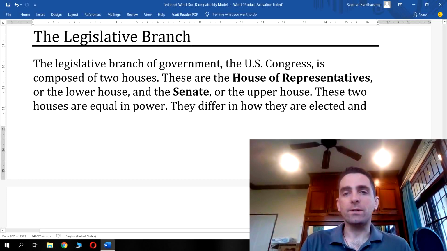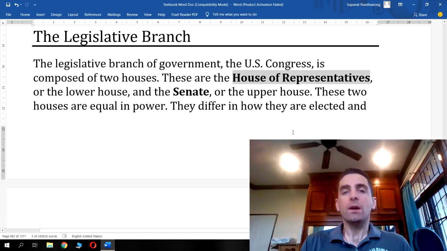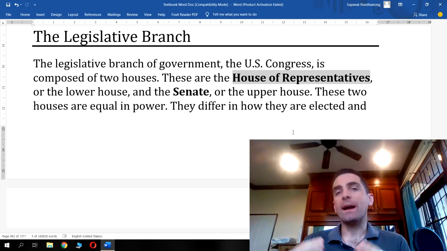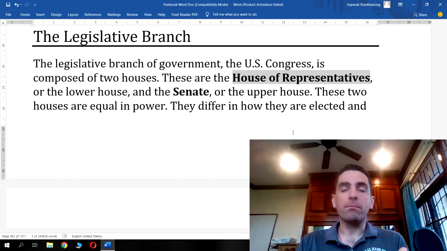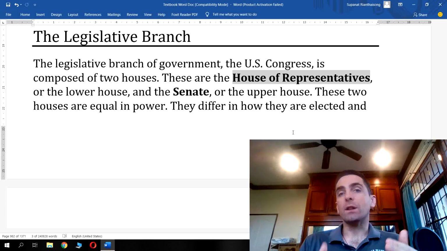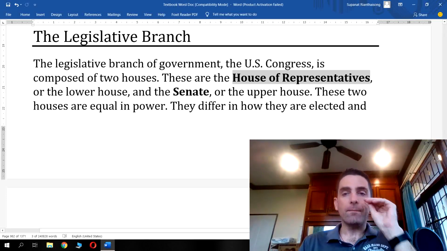Now, the House of Representatives is made up of representatives in proportion to the population of each of the 50 states of the USA. So if you have a state with a very high population, then they will have a greater number of representatives in the House of Representatives. And if you have a very small population in your state, something like Hawaii or Maine, then you'll have far fewer representatives in the House.